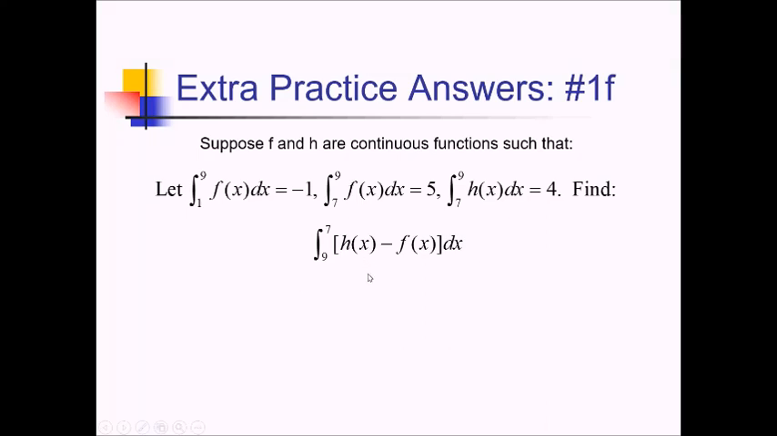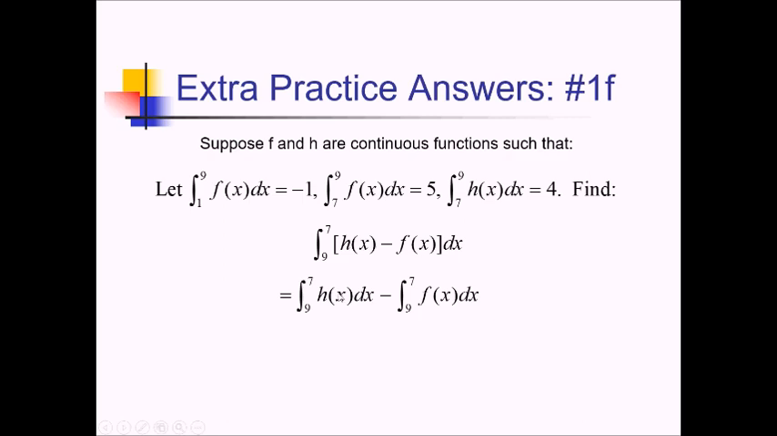For this one, I want the integral from 9 to 7 of h of x minus f of x. Well, I could split this up. In fact, I'm going to do that now. So I'll have the integral from 9 to 7 of h of x minus the integral from 9 to 7 of f of x. And I don't have this exact thing up here. I have both of these integrals actually with reversed limits of integration. So if I want to get the integral from 9 to 7 of h of x, I have to take the 7 to 9 integral of that and just reverse the sign on it.